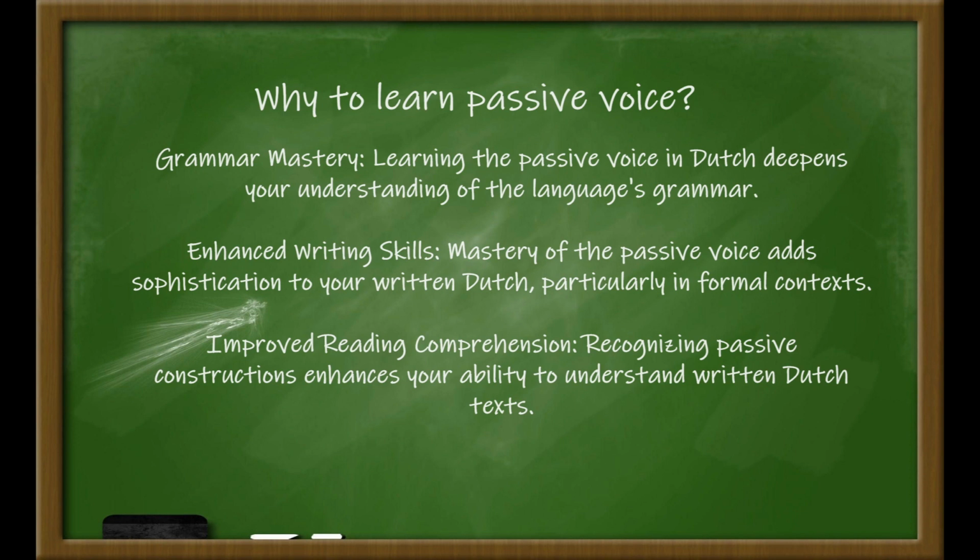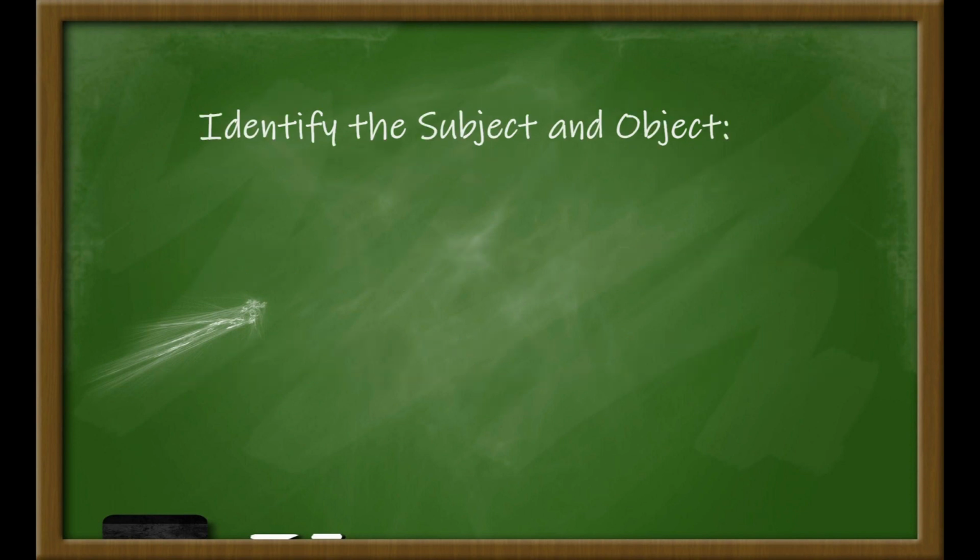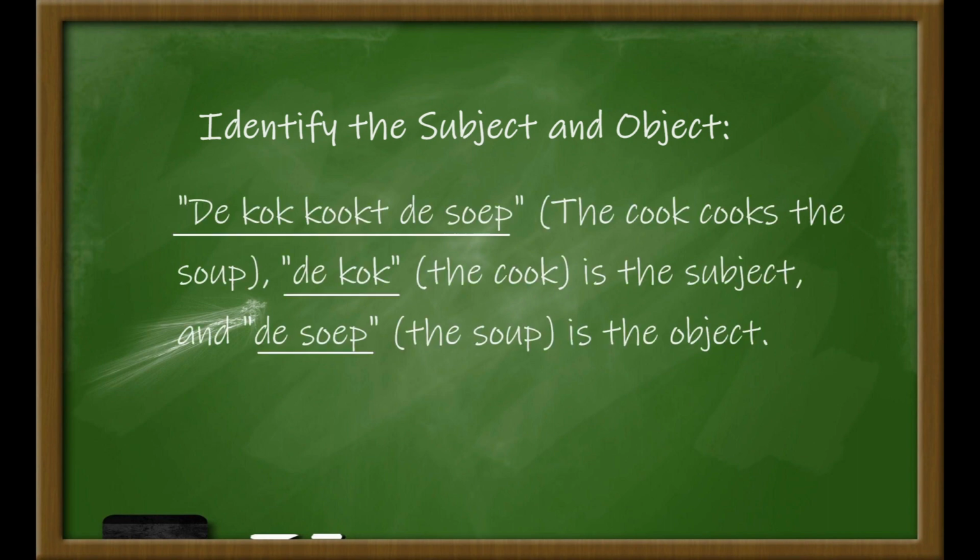Let's dive in. To form the passive voice in Dutch, one follows a structured approach that involves the manipulation of verbs and sentence structure. So, how to form a passive voice in Dutch? Identify the subject and object. In the active voice sentence, determine the subject performing the action and the object receiving the action. For example, in the sentence, de kok kookt de soep, the cook cooks the soup. De kok, the cook, is the subject, and de soep, the soup, is the object.